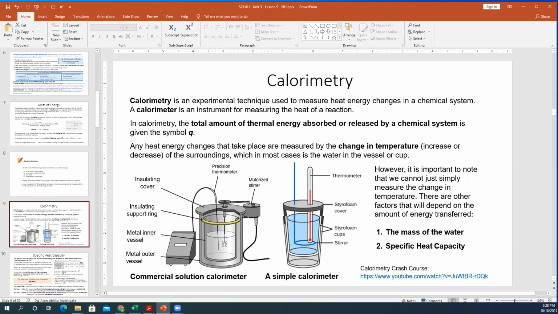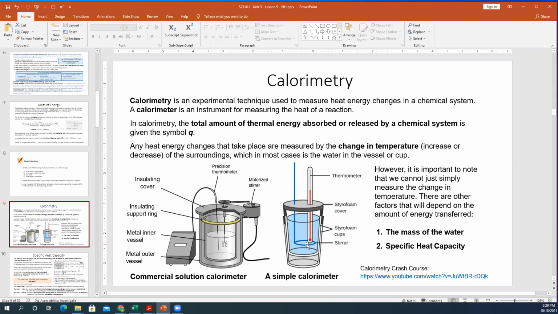Here I'm showing you 2 setups. This is a commercial solution calorimeter that would be used in a laboratory to measure the total amount of thermal energy absorbed or released by a chemical system. And this would be a simple calorimeter that you can also do in a classroom setting by using 2 styrofoam cups, a stirrer, a thermometer, and a styrofoam cover, just to keep as much of the system sealed as possible.